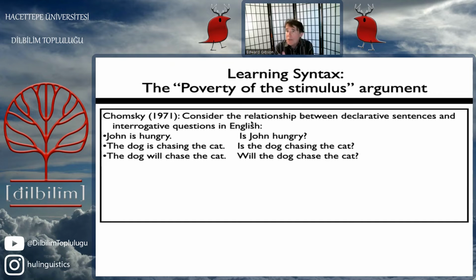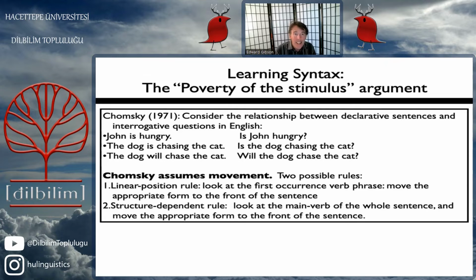But in 71 he noted that it led to a learning problem, which is that there's a relationship between the declarative and the interrogative. The dog will chase the cat. Will the dog chase the cat? He was fascinated by auxiliaries. English auxiliaries just blew his mind, and that's what he talked about a lot. He assumes those are the same is and the same will in those cases, and it's obviously movement for him.